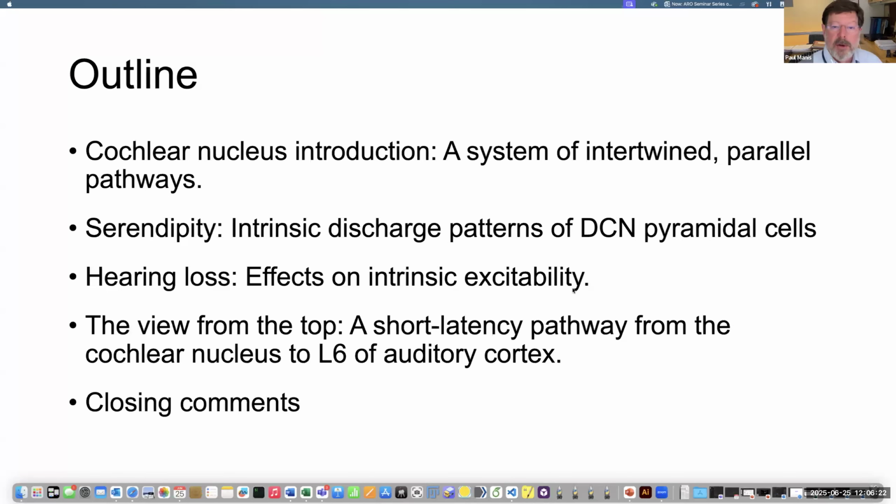And I'm going to talk about work that we're currently doing, looking at hearing loss and the effects on intrinsic excitability of neurons in the dorsal cochlear nucleus specifically. And then we're going to take the long view, what I call the view from the top, and look at a short latency pathway from the cochlear nucleus to layer 6 of the auditory cortex. This is collaborative work with Hiroyuki Kato's lab. And then I have some closing comments.